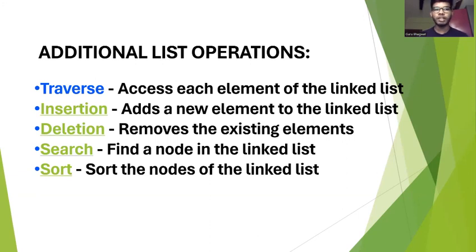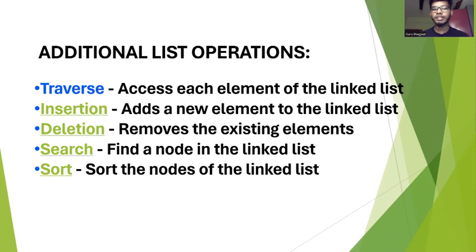The first operation is traversing. The second one is insertion. The third one is deletion. The fourth one is searching. The fifth one is sorting. These are all the additional list operations. The first one is traversing. Traversing means we have to access each element of the linked list. That is called traversing.